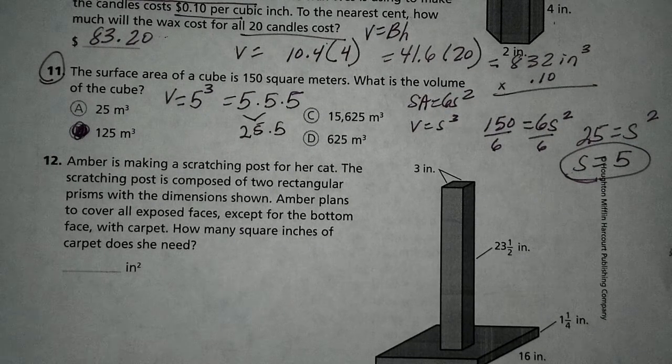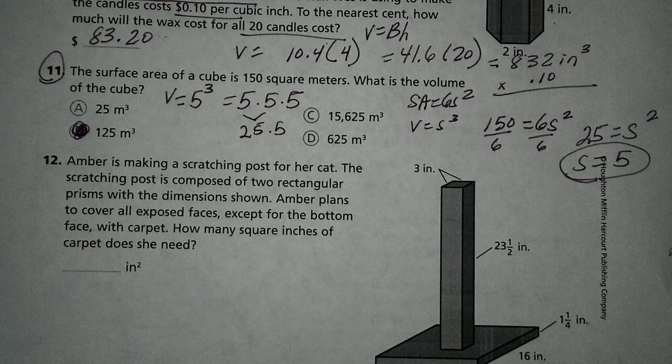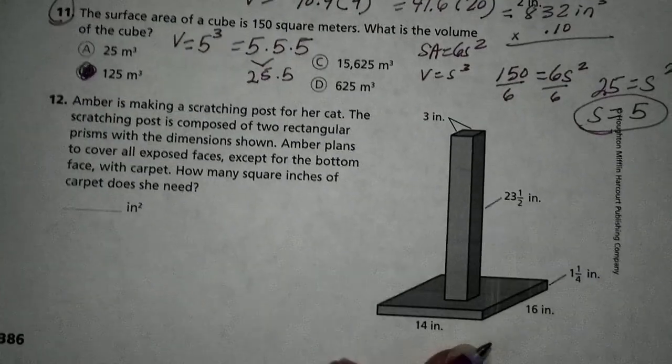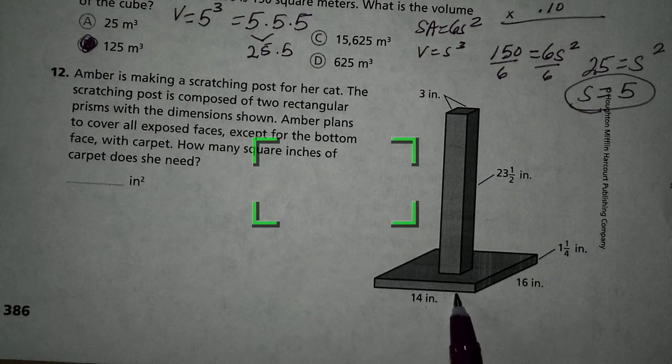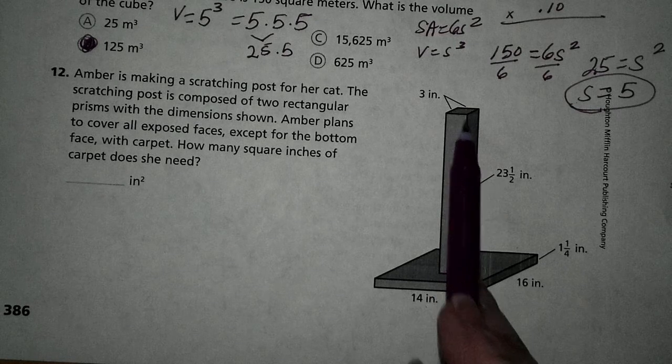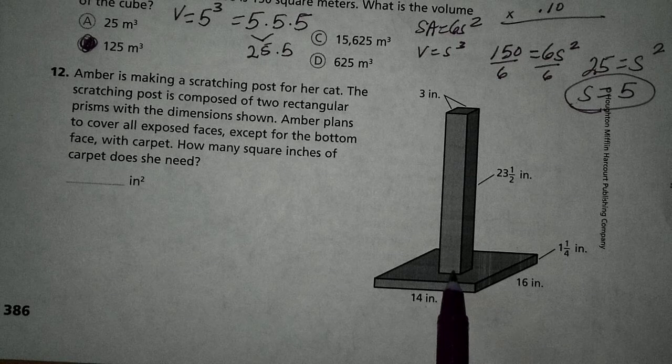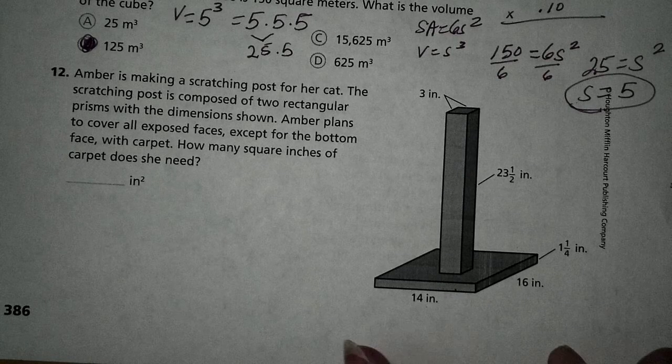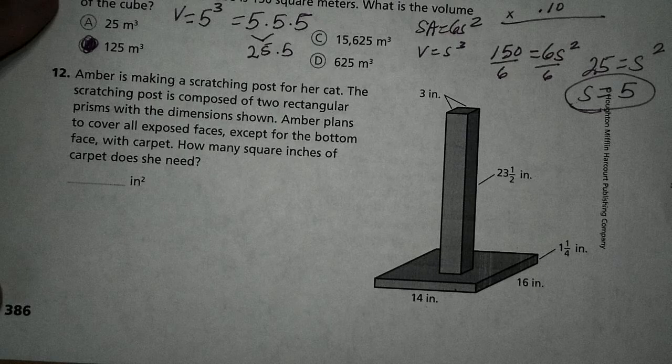All right, and then number 12 says Amber is making a scratching post for her cat. The scratching post is composed of 2 rectangular prisms with the dimensions shown. Amber plans to cover all exposed faces except for the bottom face with carpet. How many square inches of carpet does she need? All right, so we need to look at the figure. So the bottom of this is not going to be carpeted. And of course, the bottom of this cannot have carpet. And then we're going to also cut out a little square on the rectangle. So we got a bunch of things to cut out.